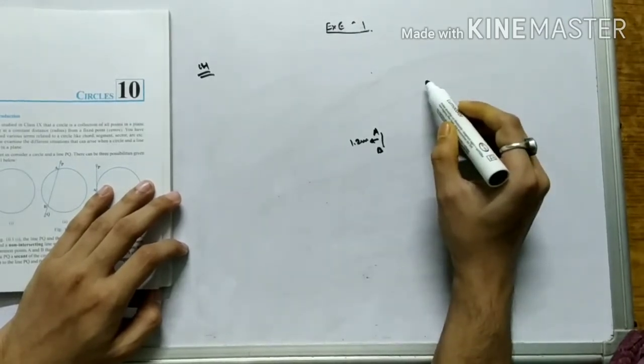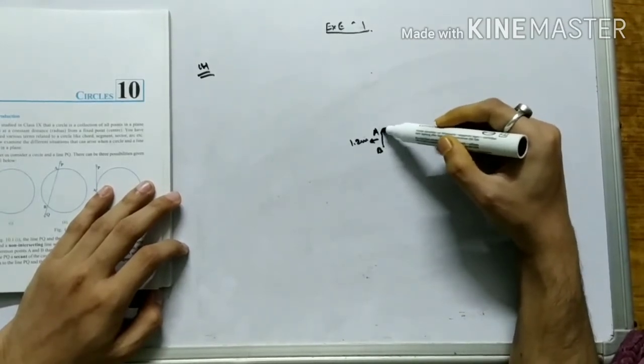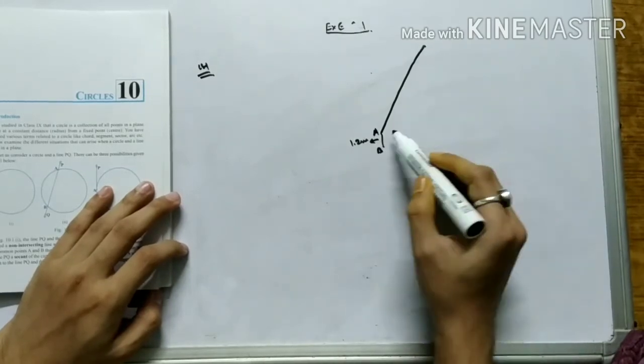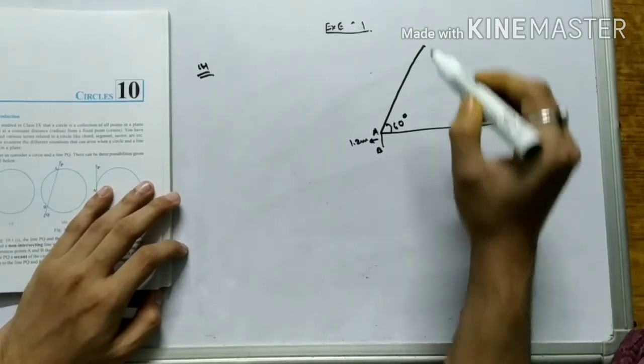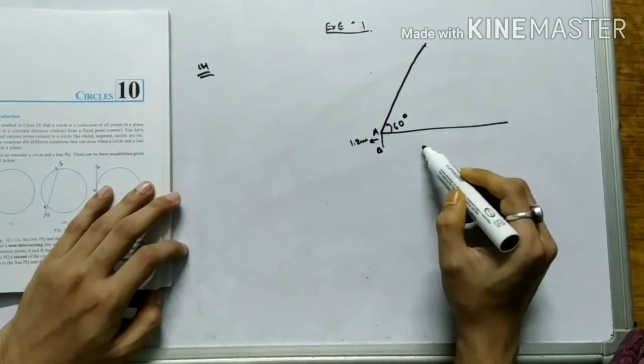It is 60 degree at any instant. Let's say the balloon is at this point, the angle of elevation is given as 60 degree. After some time the angle of elevation reduces to 30 degree.